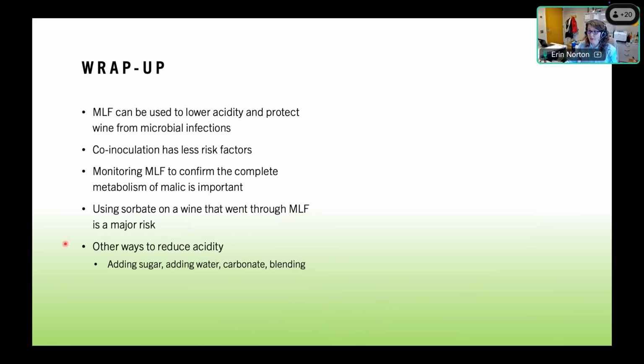There are other ways to reduce acidity. You don't have to just use malolactic fermentation. You can add sugar to balance out that acid. You could add water to bring down the concentration. You can use carbonate, but I hesitate on using too much carbonate because you can get a chalky flavor. And you can blend different wines to try and bring down that pH. Or sorry, I should say raise the pH. So there are a couple other ways. And then in the vineyard, you can let things hang longer. Sunlight exposure, things like that can usually help with decreasing acidity.